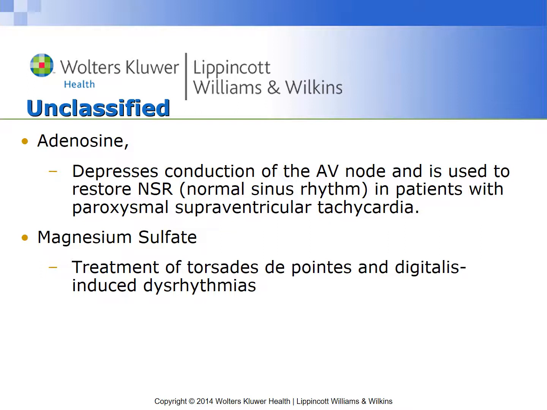Adenosine is under the unclassified, and this is indicated only for paroxysmal supraventricular tachycardia. And paroxysmal is a sudden onset. So supra is above, ventricular tachycardia. So it's, in other words, a sudden onset fast heart rate greater than 150 beats or more that originates from above the ventricles. It works by slowing the conduction of the heart's electrical impulses.